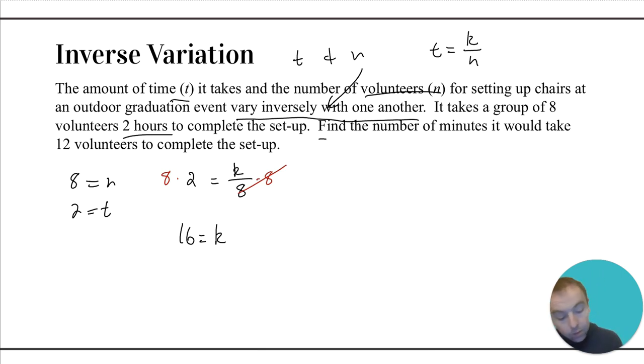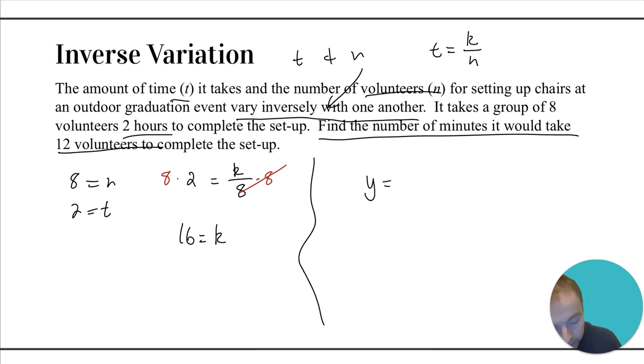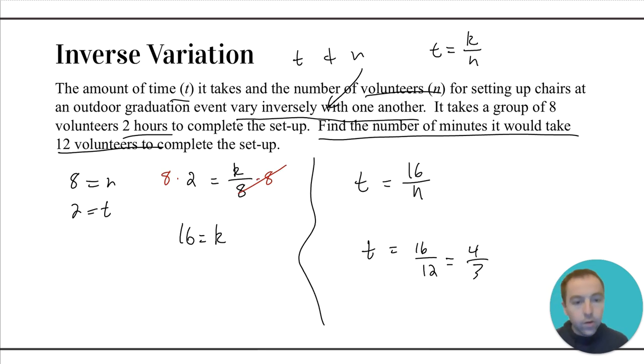So with that, we should be able to find the number of minutes it would take 12 volunteers, right? So we know that y is equal to 16 over x. Actually, it's t equals 16 over n using the variables we have. And then with 12 volunteers, we can substitute in 12 for the number of volunteers, and 16 over 12 should be the time that it takes. 16 over 12 is going to be 4/3.